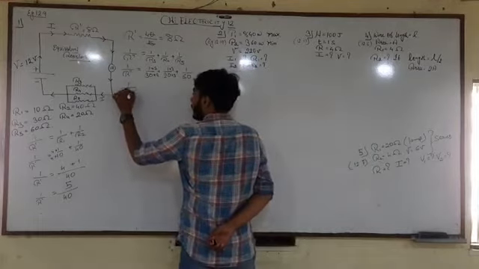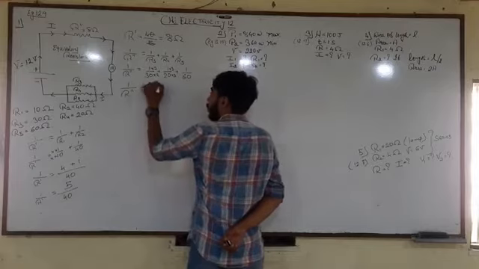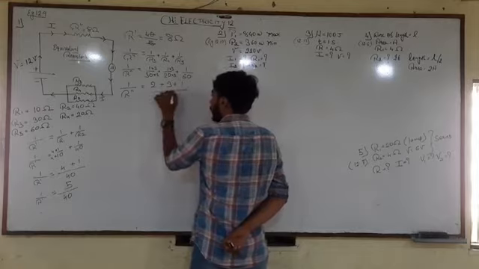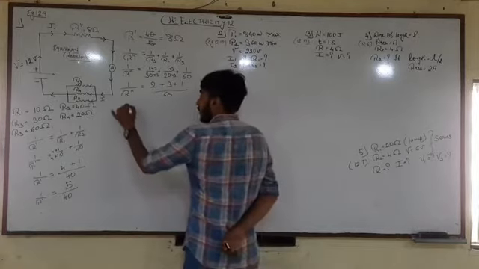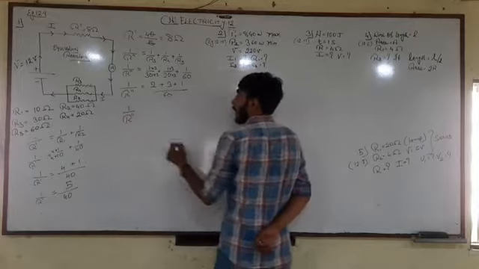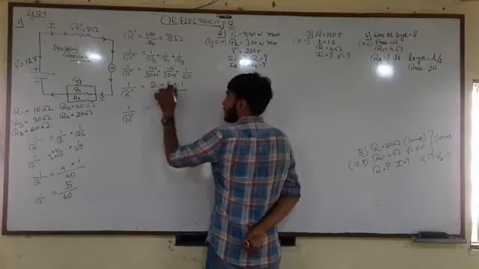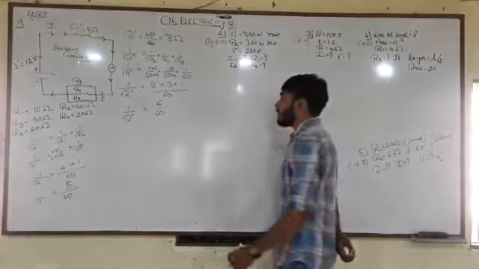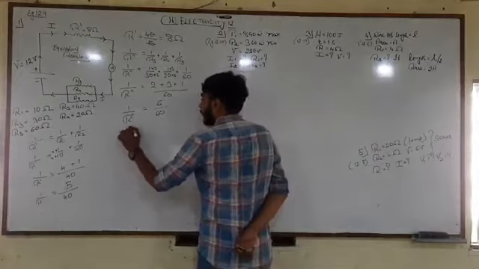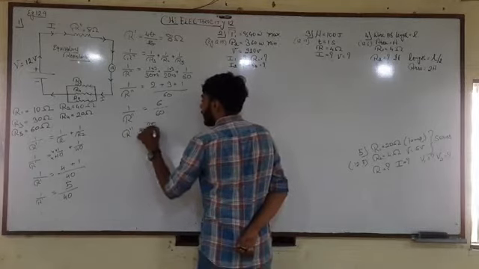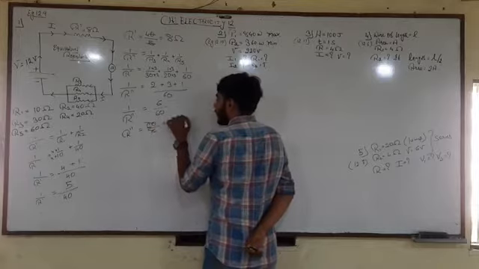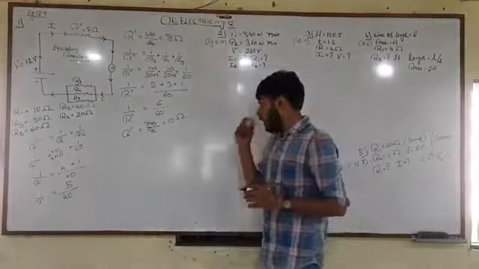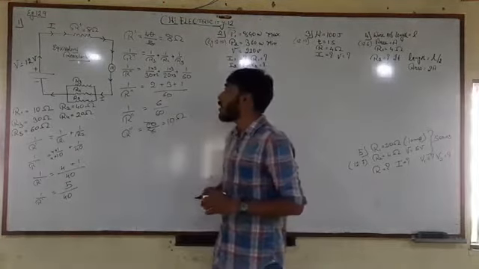So what happens? 1 upon R double prime will be 2 plus 3 plus 1 whole upon 60. Fine. So this becomes 1 upon R double prime is equals to 6 upon 60. Okay students, I will reciprocate these values, so that becomes R double prime is equals to 60 upon 6. And so this becomes 10 ohm. I hope you are clear with this. R double prime is equals to 10 ohm.